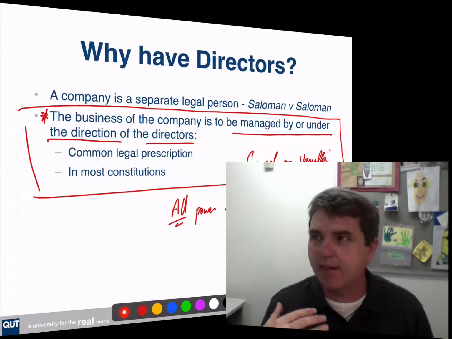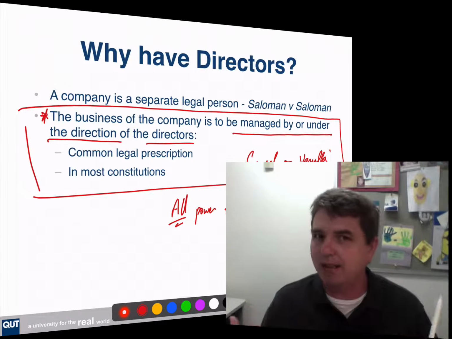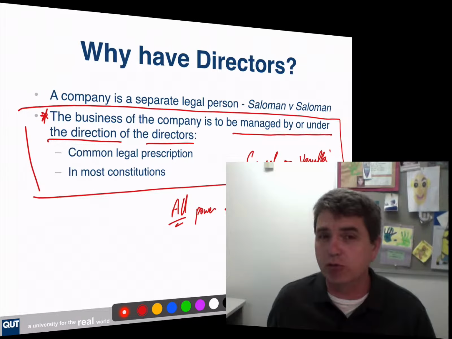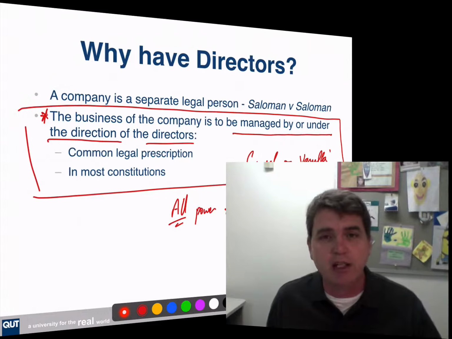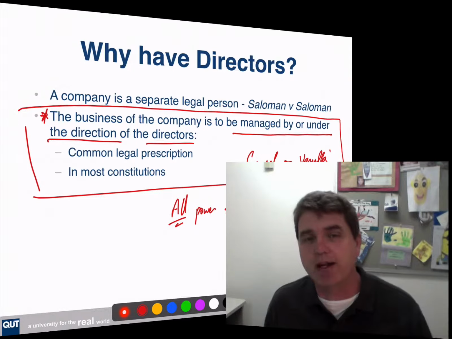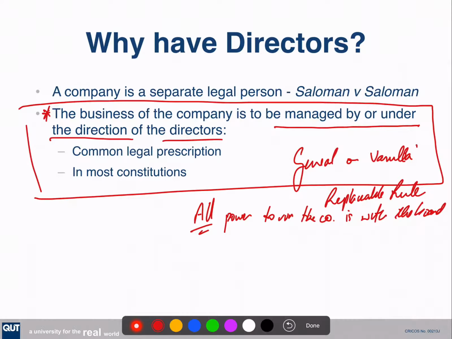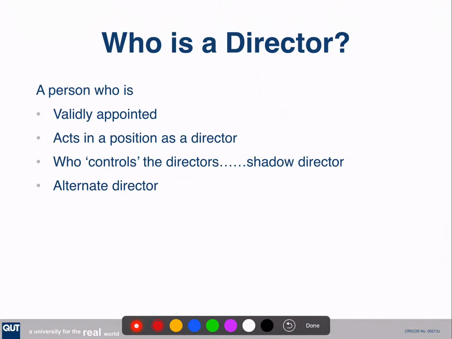And there's less and less of that, but it hasn't been an uncommon prescription. So what you can see is that this general rule applies most of the time, but you really need to be sure to check your constitution to know what the powers of the board actually are. So we have these powers which are given to the directors. The next thing we've got to work out is who actually is a director.